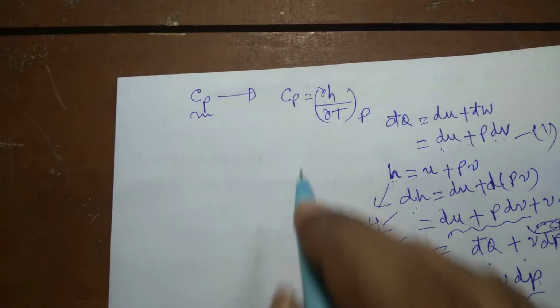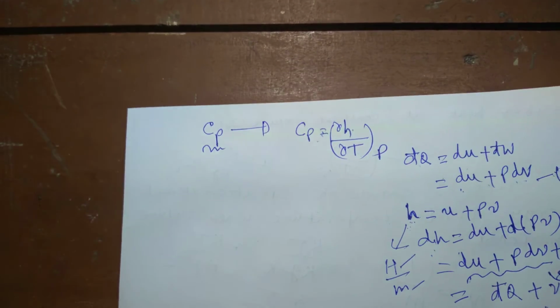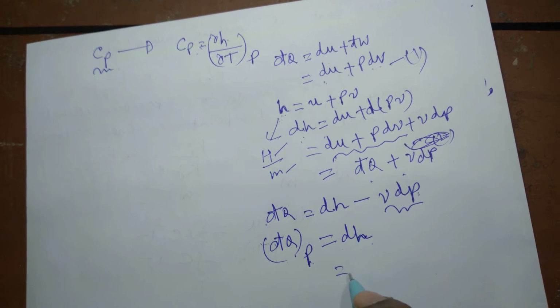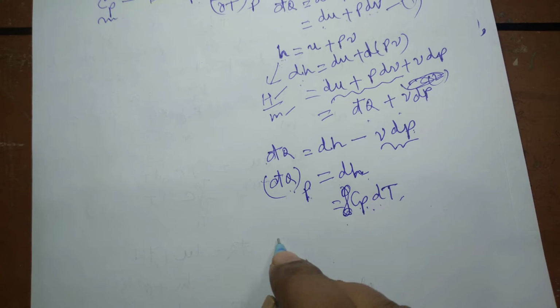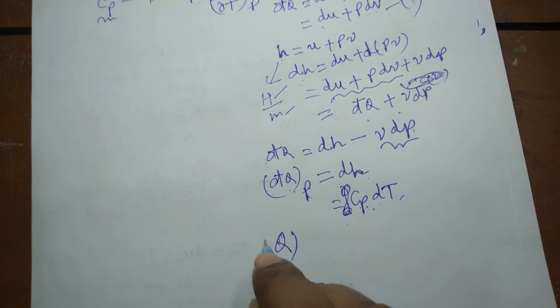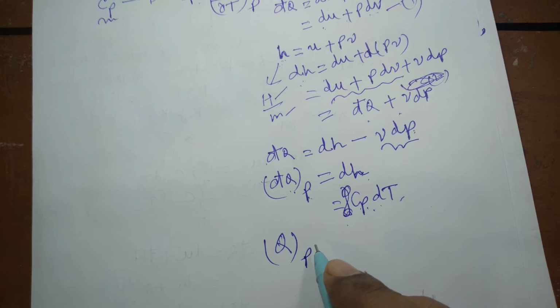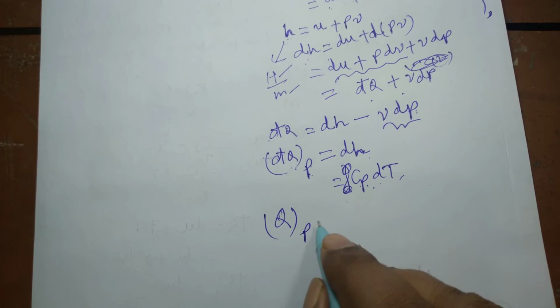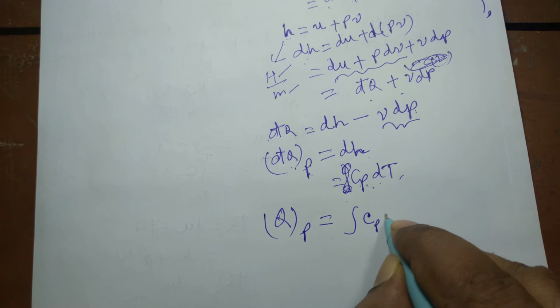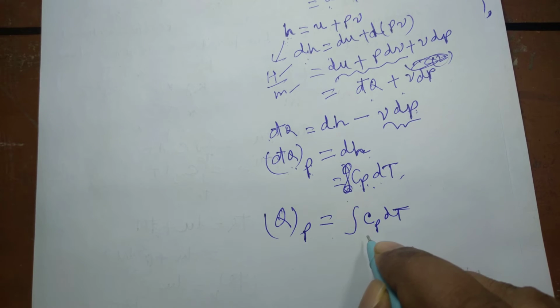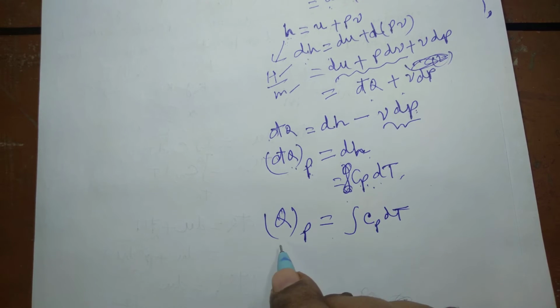And you see, from this equation, dH is nothing but Cp dT. So dqP is equal to dH, and this is equal to Cp dT. On integrating, we can find that Qp, the heat added to a system during a constant pressure process, is equal to the integral of Cp dT if the mass of the substance is unit. For a unit mass of substance, this is the equation.